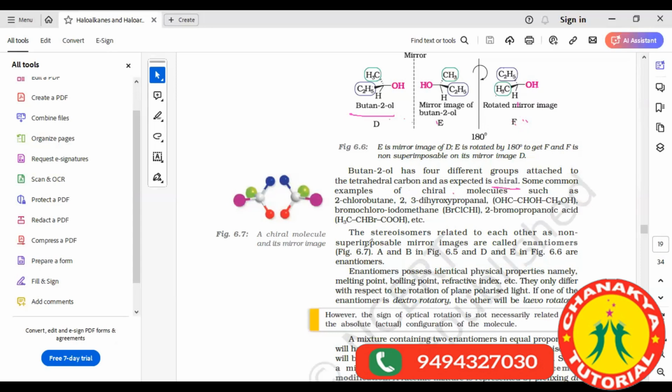So some common examples they have given, right? And what they said: if the mirror images are not superimposed on each other, the stereoisomers related to each other as non-superimposable mirror images are called enantiomers. So A and B in figure 6.5 and D and E in figure 6.6 are enantiomers. Right? Yes or no? The stereoisomers related to each other as non-superimposable mirror images. These are what?